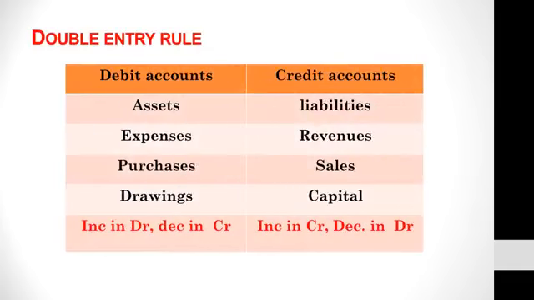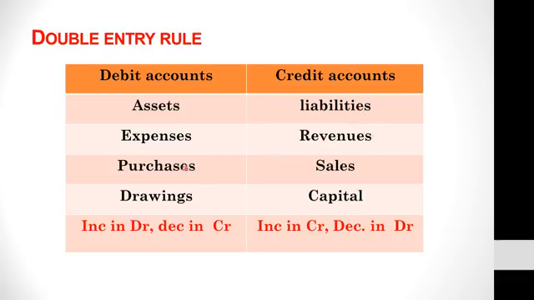How do we determine the debit accounts and the credit accounts? We determine the debit and credit accounts according to the following rule or summary. This is a summary for the double entry rule. This summary or this schedule states that we have some accounts that are normally debit. These accounts, like assets, expenses, purchases, drawings, are normally debit accounts. And we have other accounts that are normally credit, like liabilities, revenues, sales, and capital.